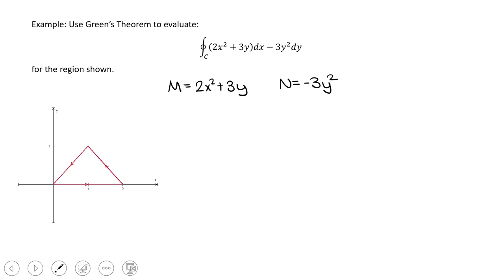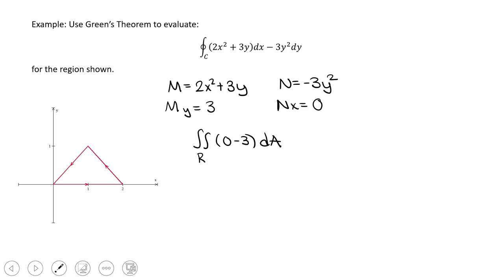Green's theorem says we can convert this into a double integral over the area of that region, which in this case I do actually think is going to be easier. The line integral, we would have to find the three separate paths and compute three separate integrals. I think we can get this one set up as one integral over the area of that region. Okay, so my M is 2x squared plus 3y. My N is negative 3y squared.